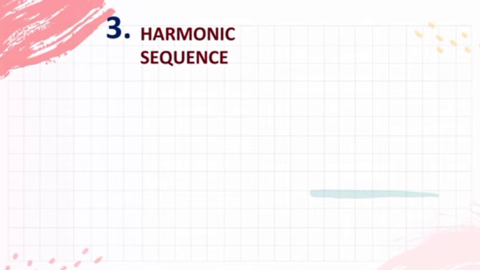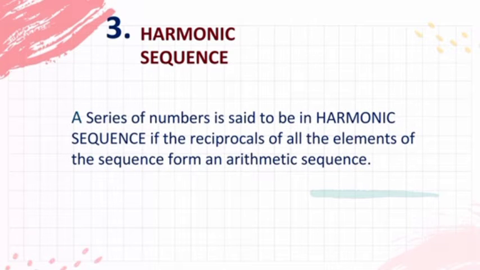The third one is the harmonic sequence. A series of numbers is said to be a harmonic sequence if the reciprocals of all the elements of the sequence form an arithmetic sequence. So the keyword here is the reciprocals of all the elements. That is our harmonic sequence: a reciprocal of all the elements of the sequence forms an arithmetic sequence.